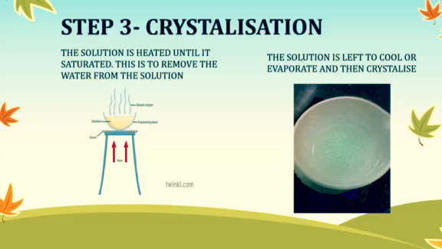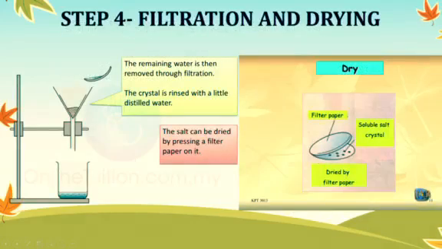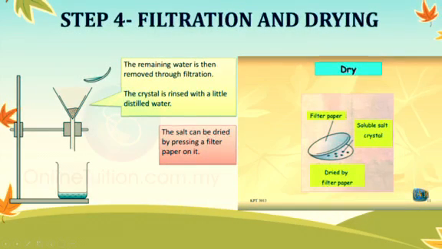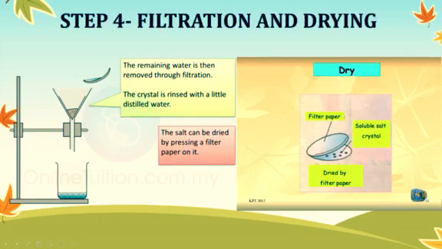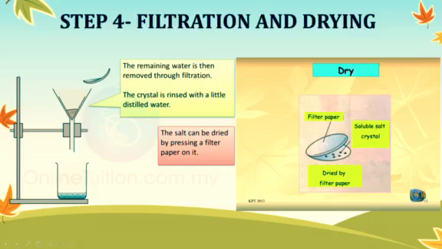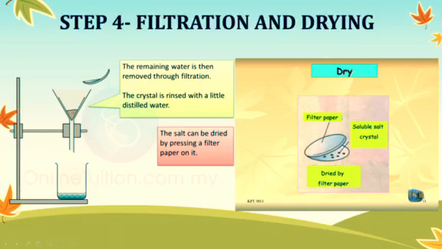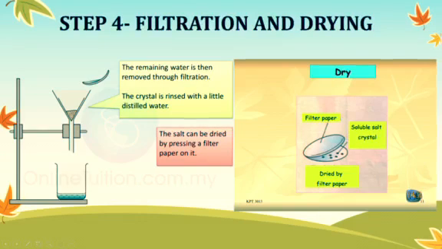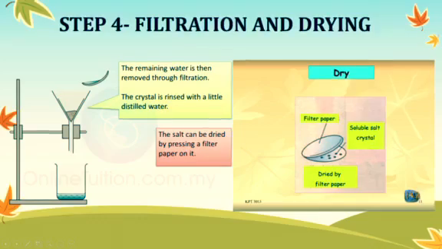After the solid salt is formed, we can proceed to step 4, filtration and drying, because there is still water on the surface of the salt. Thus, we can separate the solid salt from the water by filtration. The salt is rinsed with a little distilled water to remove dirt or impurities on the surface. Since there is still water on the salt, we must dry it by pressing it between two pieces of filter paper. Then we will get a dry salt in solid form.